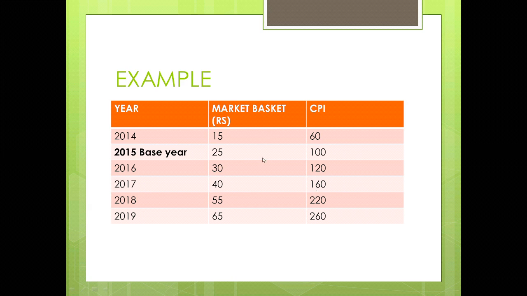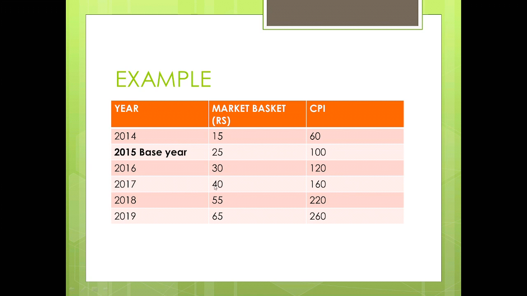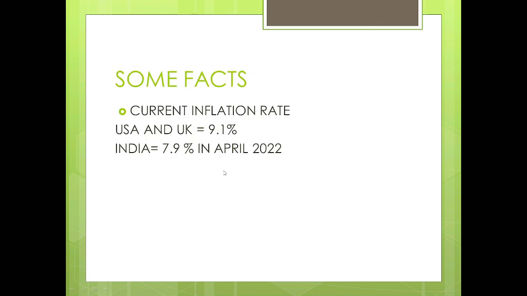But if you are interested to know what is the price level change between 2 years, so you can go for year 2 minus year 1 divided by year 1 into 100. For example, if you want to know the price changes between 16 and 17, it's quite logical. We will minus 40 minus 30 divided by 30 into 100. Now let's move on and see some facts. Now the friends, it's your task to find out what is the current rate of inflation. It's because this rate will vary depending on which time period you are watching this video.